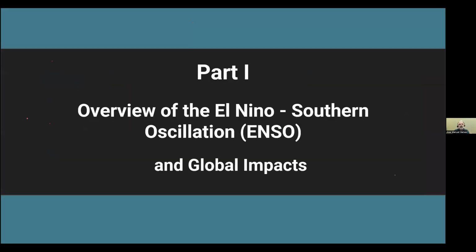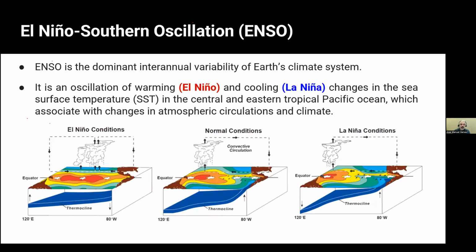Let's start with the main presentation. It's already 25 minutes past the hour. We're going to start talking about what the El Nino Southern Oscillation is, and we're going to emphasize some of the global impacts, because that's going to open the topic for future presentations on droughts and flooding.